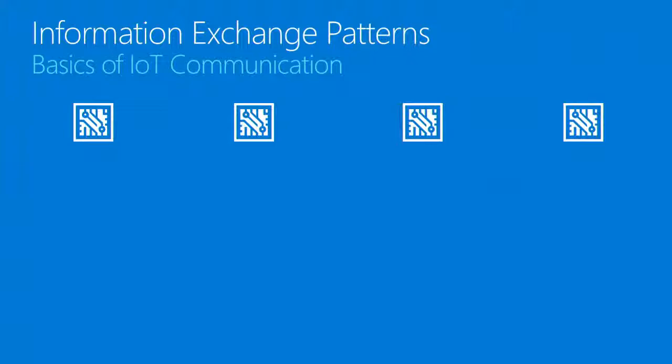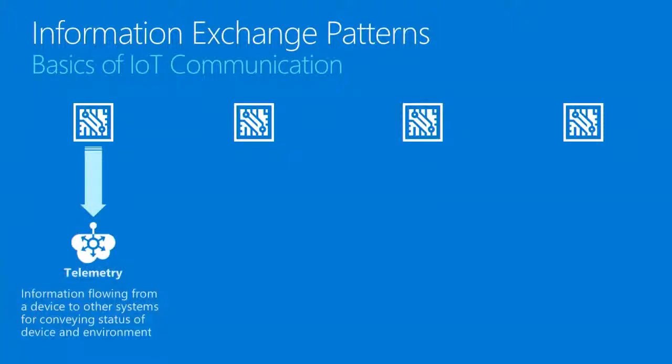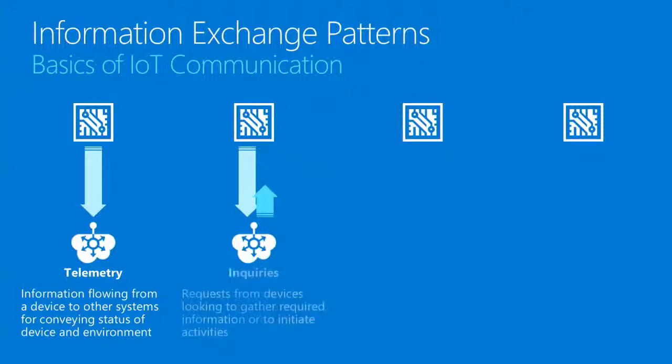I want to talk really quickly about some patterns for messaging. And this is important for IoT. It really boils down to these four things. First, telemetry, where the device is just pumping data and you're able to consume it. And that's all that is. The second, I would argue, is an inquiry, where it's saying, I'm okay, I'm okay, I'm okay. Do I need anything? I'm okay. It's making an inquiry.